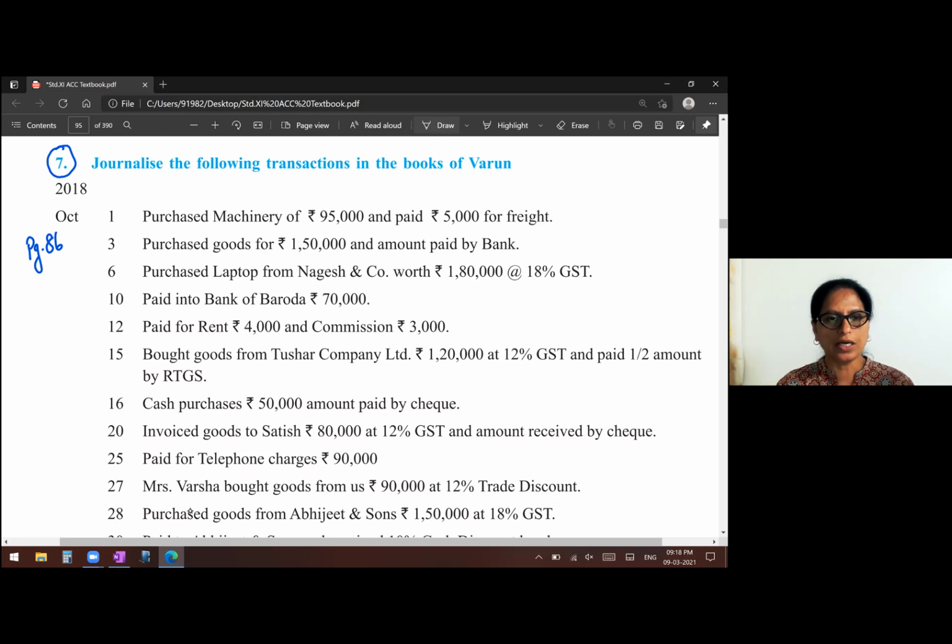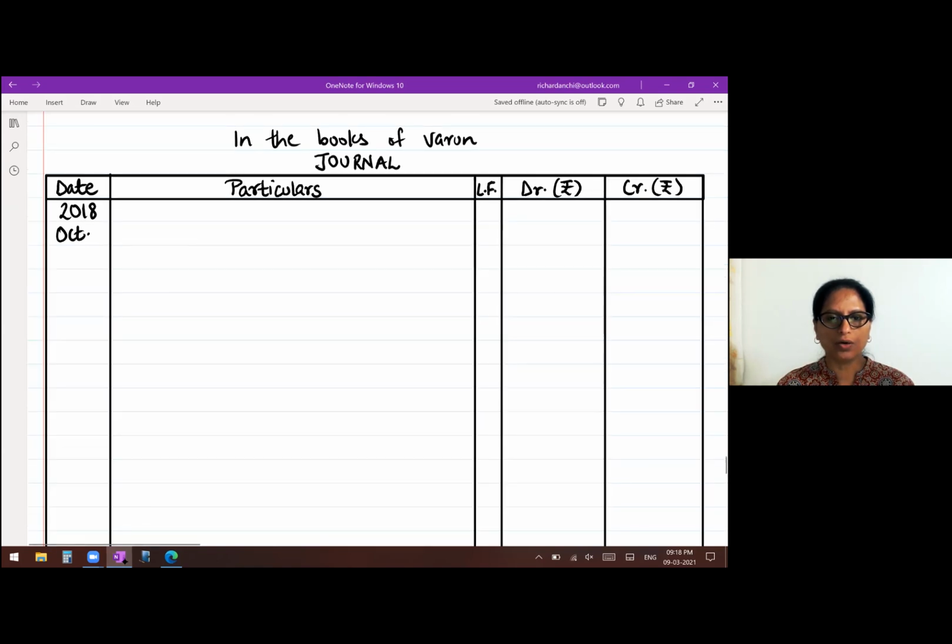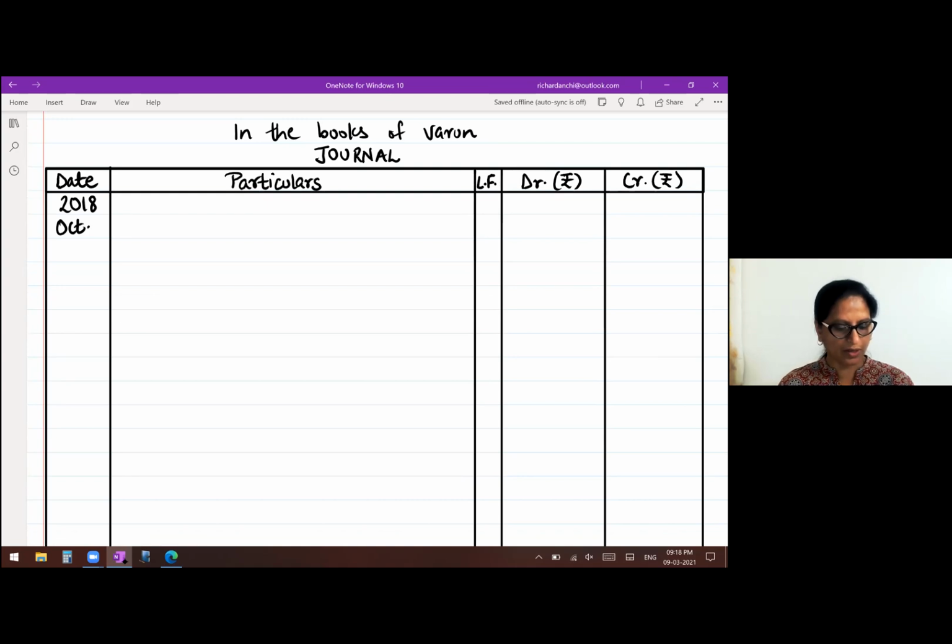Journalize the following transactions in the books of Varun, for the month of October 2018. So in the date column, write 2018 October 1st.